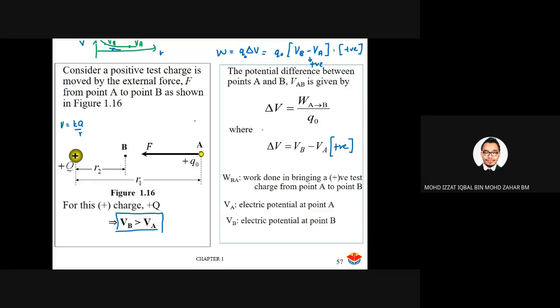Since this is a multiplication, sometimes students mix up which goes inside and which goes outside. They calculate delta V using Q naught, and use Q for the one outside. The final answer may be the same, but you get it wrong because the concept is wrong. So be careful with that. Don't get the concept wrong, don't substitute wrongly. The one that is not moving is the source of the potential. You substitute it inside here. The one that is moving is Q naught.